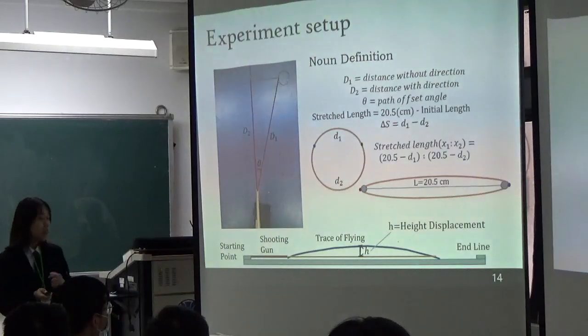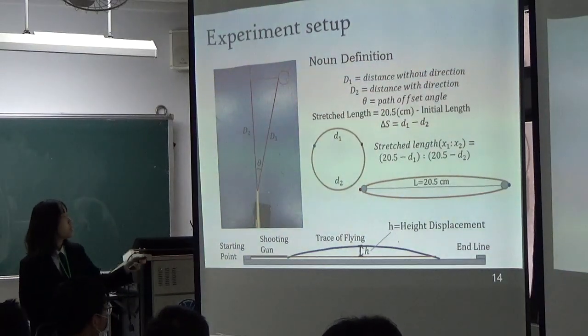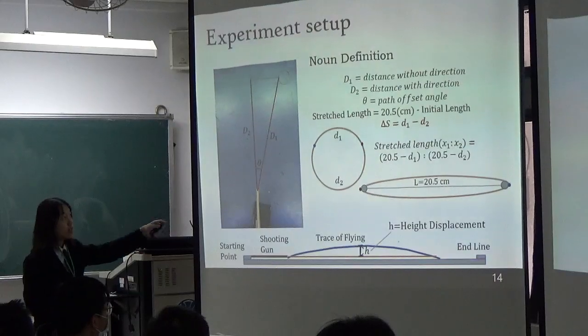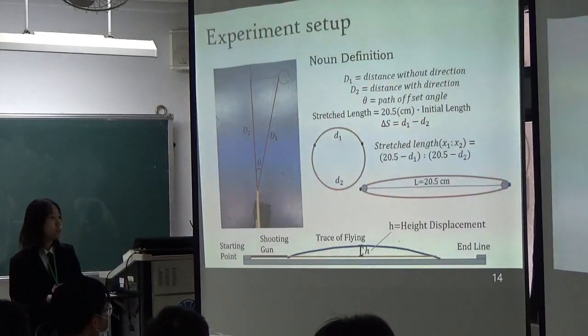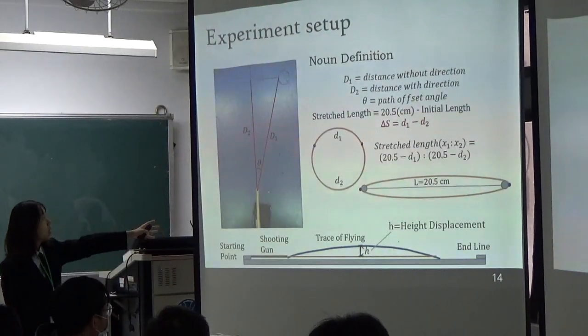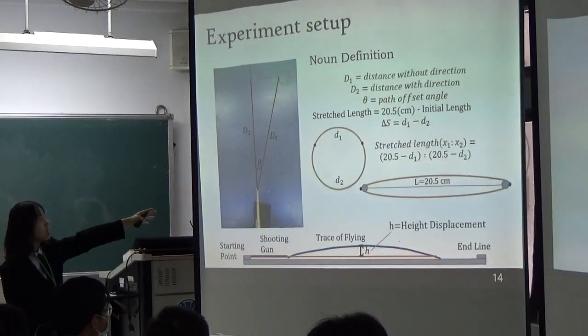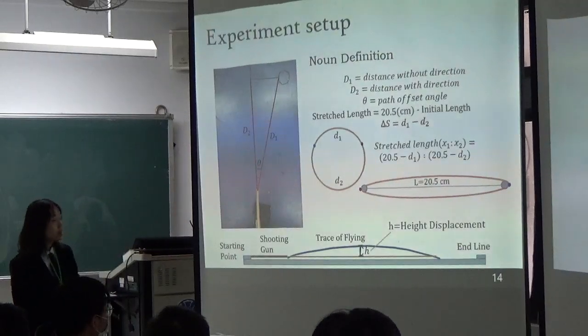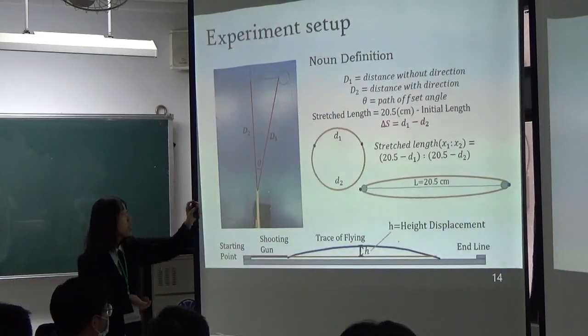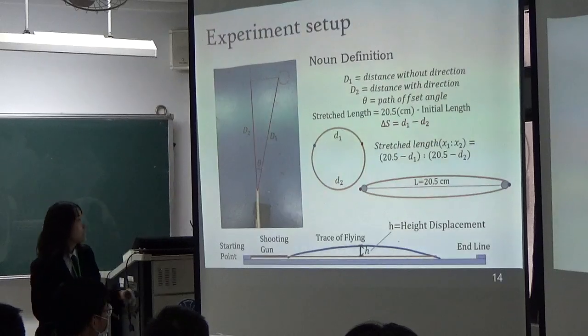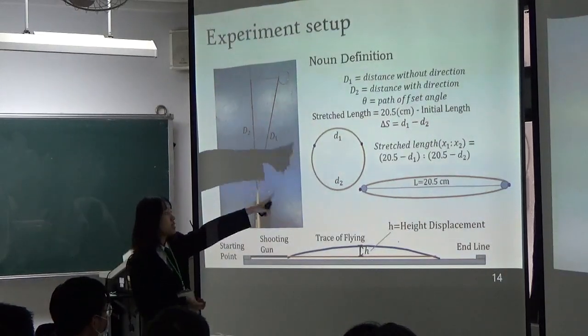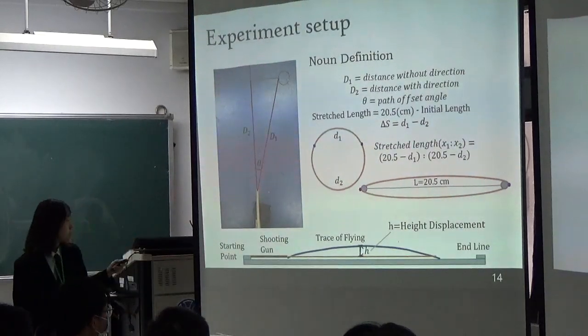So these are the values that I want to measure. First of all is the flying distance, like the distance without direction. How far does the rubber band actually go? And I will measure the D2 to calculate the path offset. Later on I will talk about delta S, and I define delta S as the difference between the initial length of the D1 side and the D2 side.